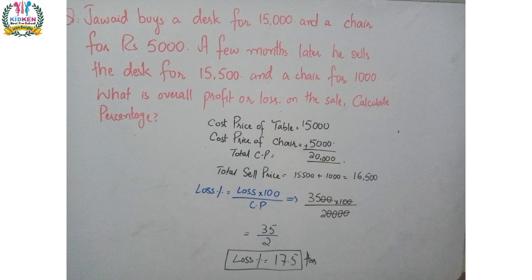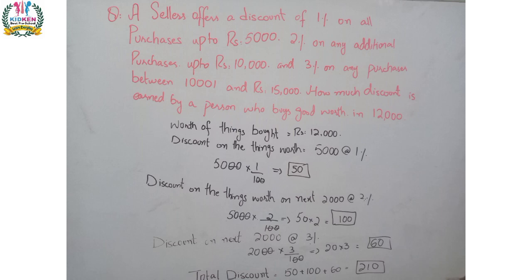So simply we can find the loss percent. The formula for loss percent is loss multiplied by 100 upon cost price. Here we multiply loss by 100 because we are finding the percentage, the part per hundred of the loss. So our loss is 3500 multiplied by 100 divided by cost price, which is 20,000. After simplification we have the value 17.5%.